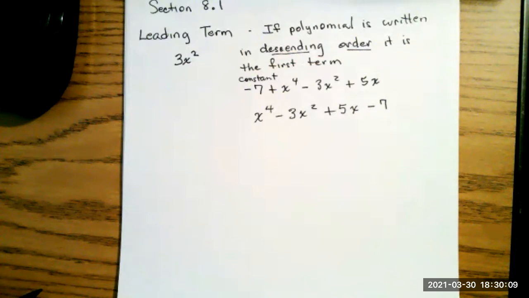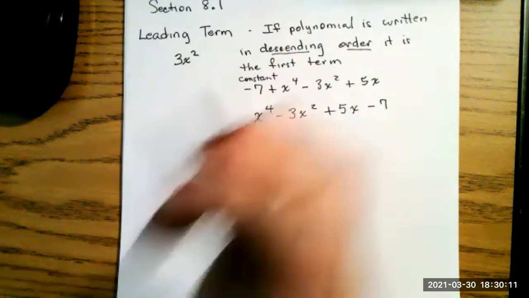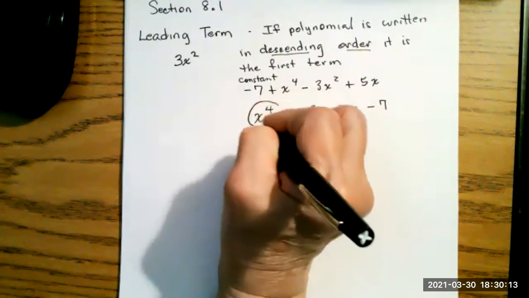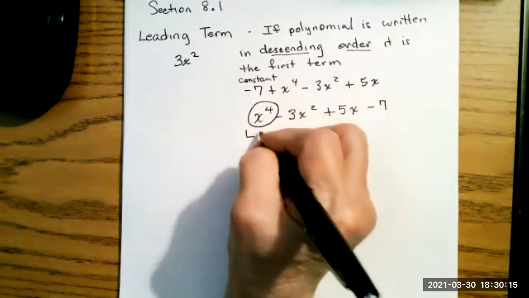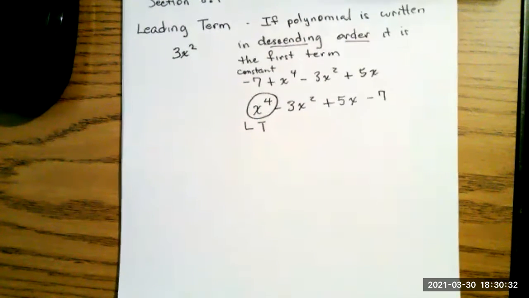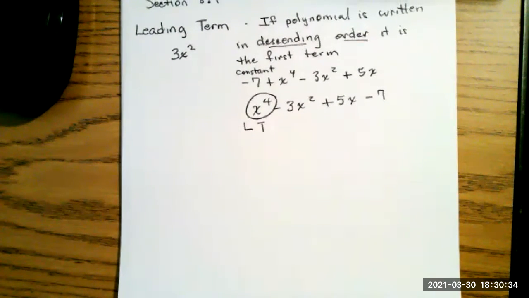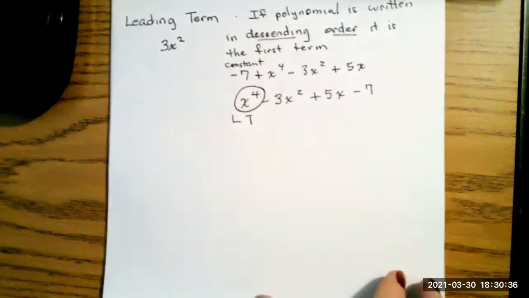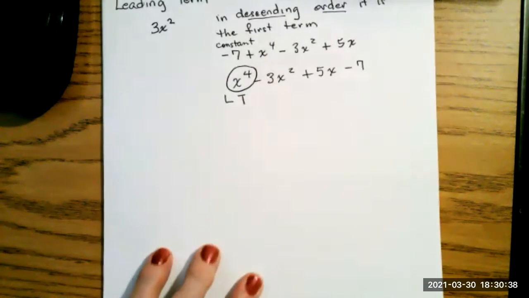Now I have it in descending order, and when I do that, the very first term is called the leading term. That's very important to us. It tells us what direction the polynomial is going to go. It tells us what shape it has. It tells us a whole bunch of things. So that leading term is the one in the front if you write your polynomial in descending order.